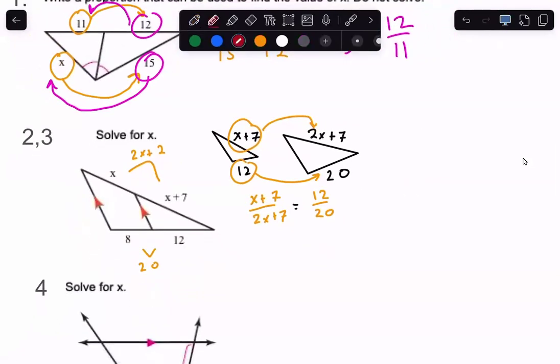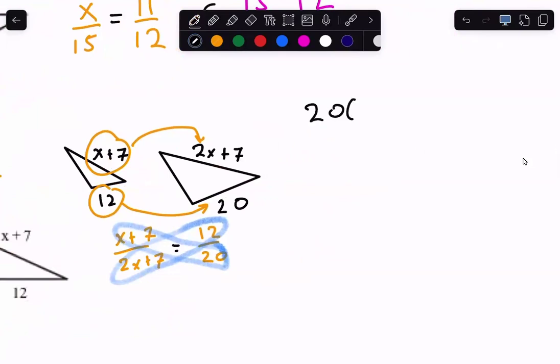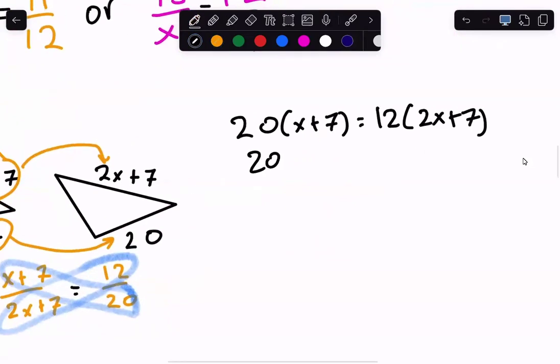And then just like yesterday, cross multiply. So we will have 20 times x plus 7 equals 12 times 2x plus 7. And then distribute: 20 times x is 20x, 20 times 7 is 140. 12 times 2 is 24. 12 times 7 is 84.